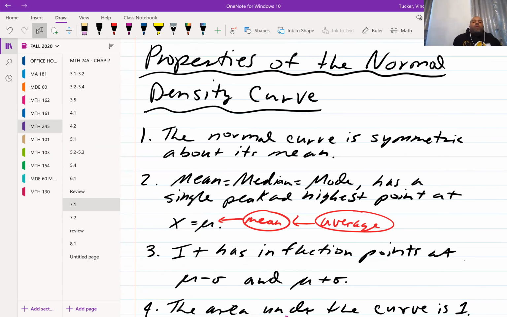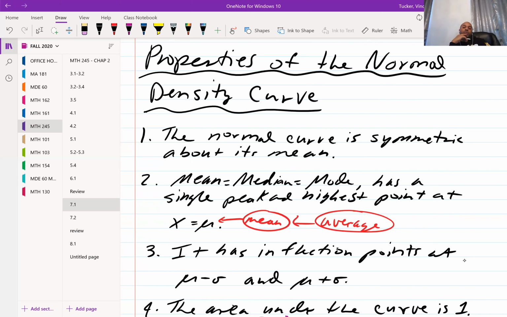Okay, so properties of the normal density curve. And I believe we have like 8 of them. So the first one, the normal curve is symmetric about the mean. In other words, the mean is in the middle, and everything to the right of the mean happens on the left side of the mean as well. So you're talking about being symmetric about the mean. It reflects about the mean.